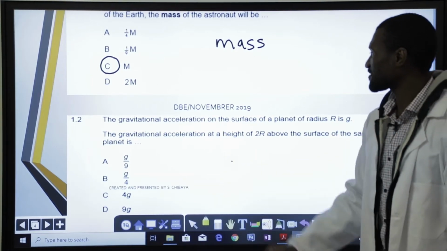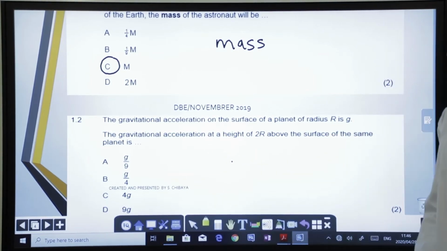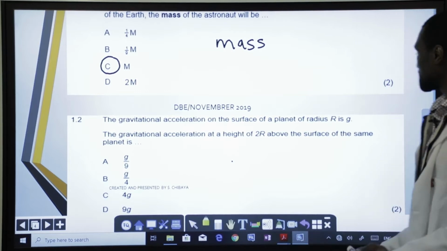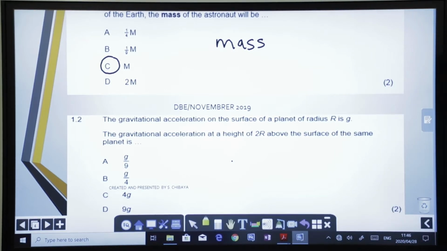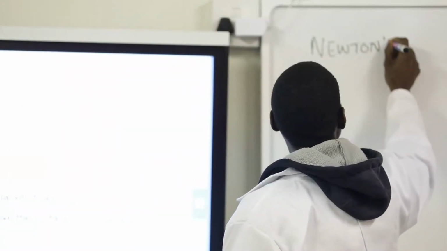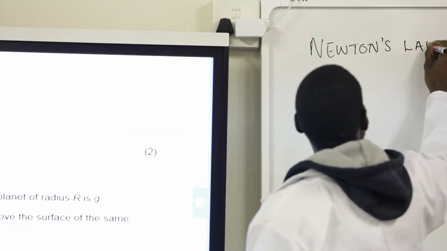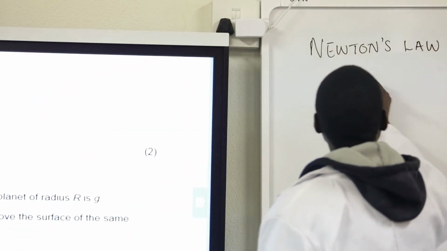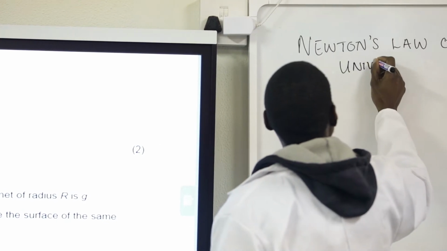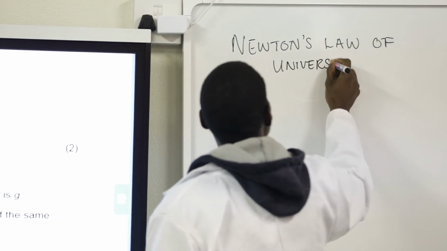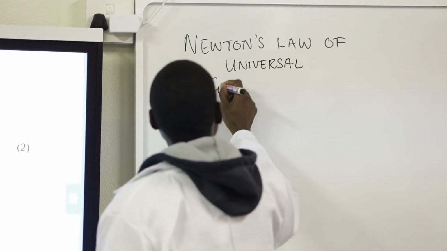Let's look at another question here from 2019, November. So we are looking at Newton's laws, and this is Newton's law of universal gravitation.